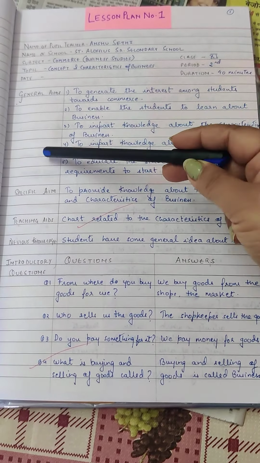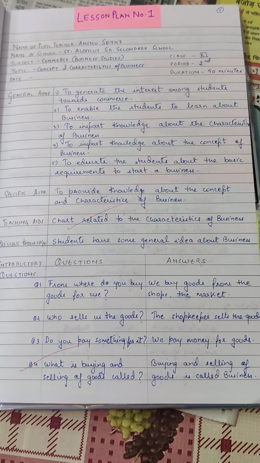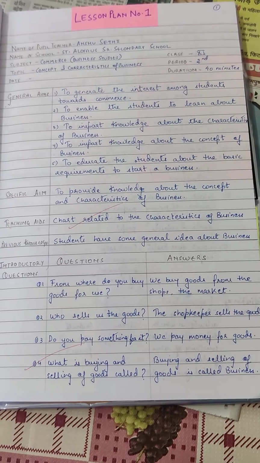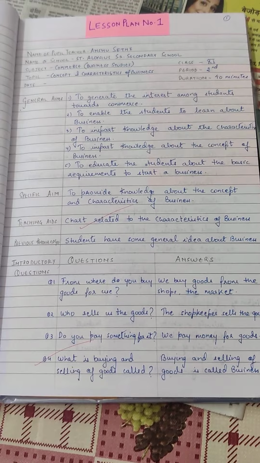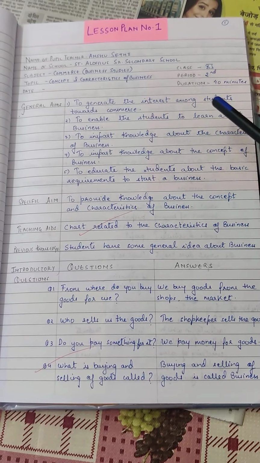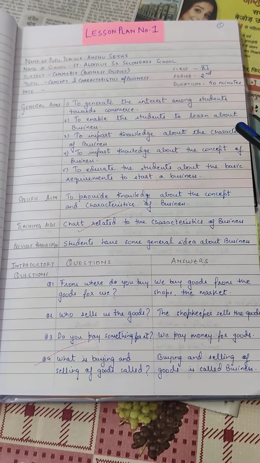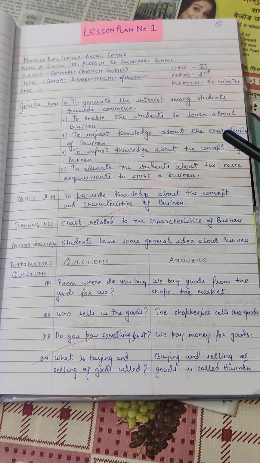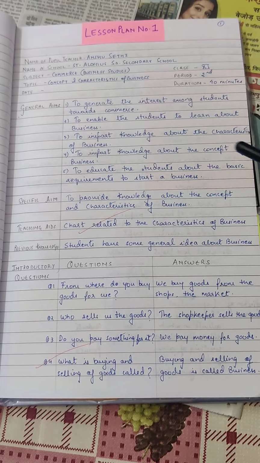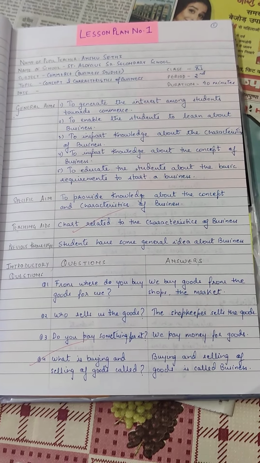The first subheading is general aims. Now general aims range between 3 to 5. You can write general things which are related to commerce subject which will benefit the students, like the general aim over here is to generate interest among students towards commerce, to enable the students to learn about business, to impart knowledge about the characteristics of business, to impart knowledge about concept of business, and to educate the students about basic requirements to start a business.